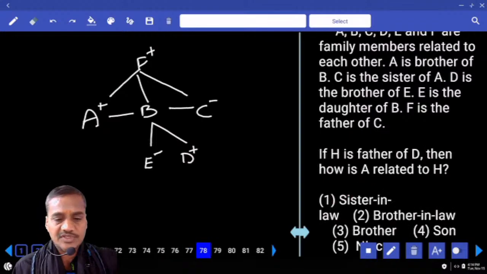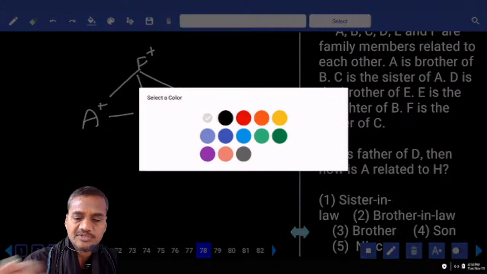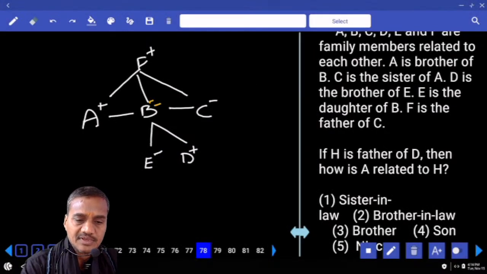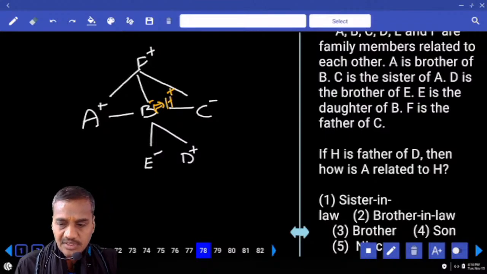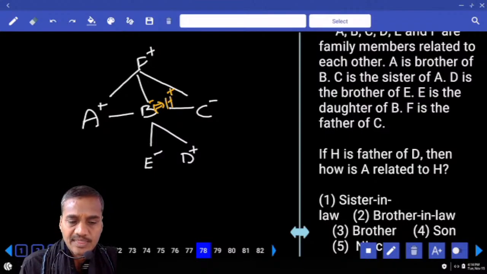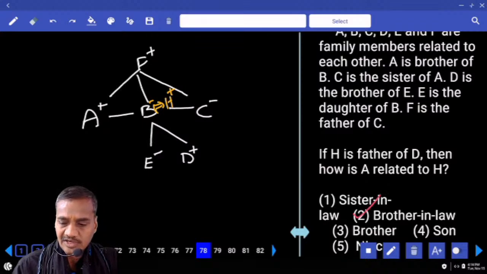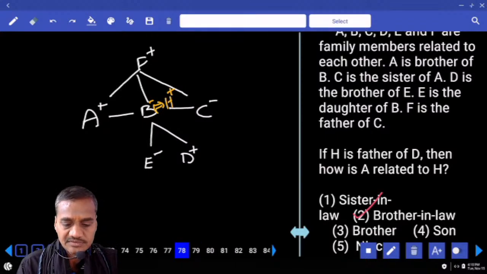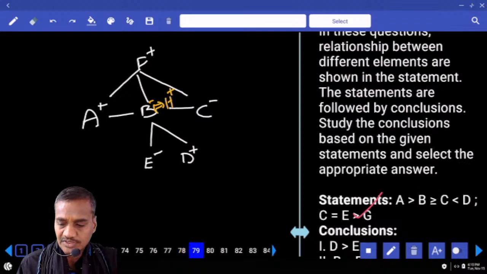And if H is the father of D, then B is the mother of D. Hence B and H are a married couple. B is a female, H is a male. Then how is A related to H? His wife's brother, spouse's brother, brother-in-law, that is choice 2, question number 78.